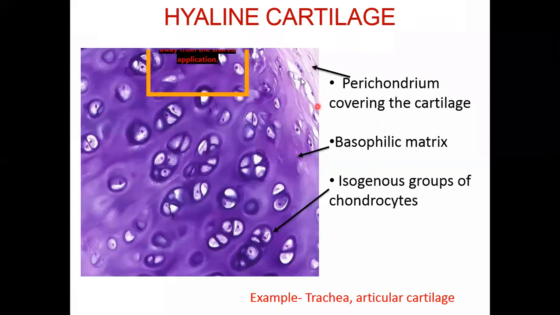So what do we see here? This is perichondrium covering the cartilage. This is dark blue or purple, so this is called basophilic matrix. And what do you see here? This is called isogenous groups of chondrocytes. So these are the groups of cells over here. Next, moving on. Hyaline cartilage is clear, right? By the way, this is also for your exam.